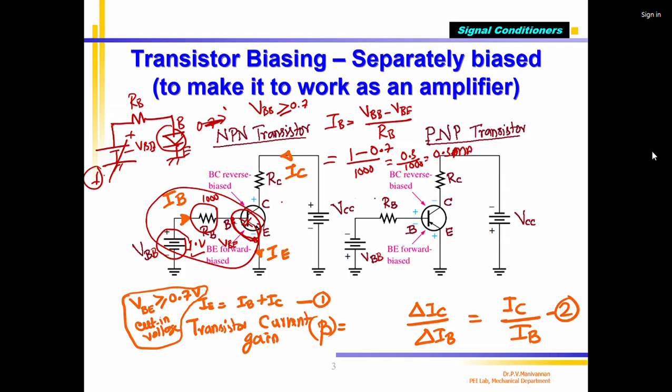IB equals 0.3 milliamps. Now my transistor gain, beta, equals 100. What is my IC? IC equals 0.3 multiplied by 100, so 30 milliamps current will go, not 100 milliamps. So this is how the transistor works. Any doubt in this? Because in the exam you are going to expect problems from this.